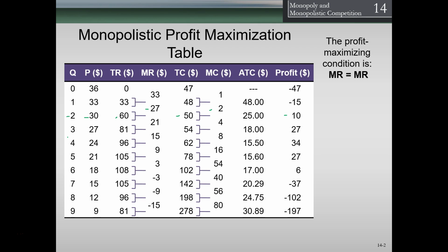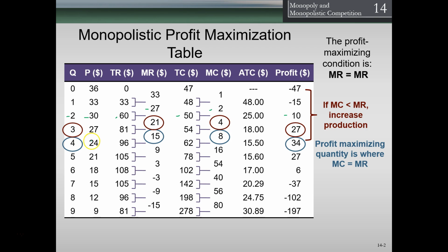Now, if we continue down this process, we're going to ask, well, where are we going to produce on this table? Well, it's the same rule as it was with perfect competition. We're going to produce where marginal revenue equals marginal cost. And so that means the profit maximizing quantity is where marginal revenue equals marginal cost.